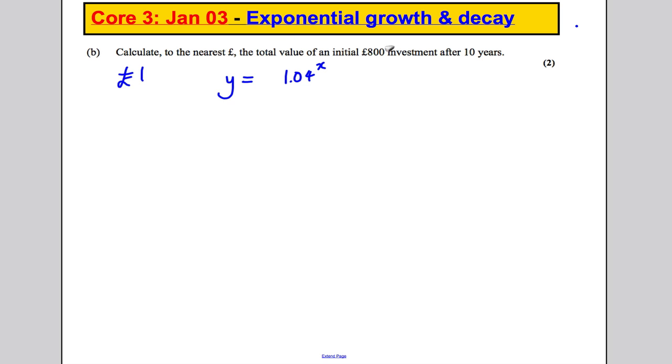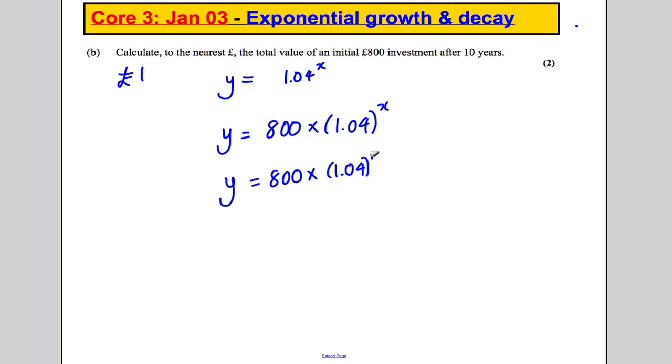Now, if you're investing £800, you might have a new function, we might call it y equal to 800 times 1.04 to the power of x. Because for each pound, your return is 1.04 to the x, but you've got 800 of them, so y is equal to this. Therefore, after 10 years, y would equal 800 multiplied by 1.04 to the power of 10.